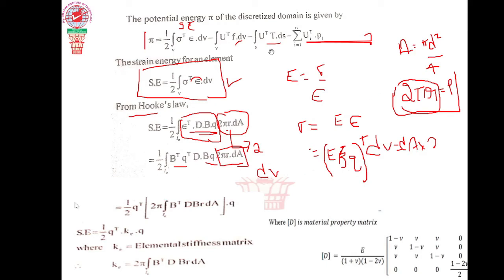Therefore, the next step is we are going to rewrite this equation. Please observe. Let me take 1 by 2 Q transpose outside. Inside that, this 2 pi is constant, so let us take it outside the integral. It is 2 pi into the integral of B transpose into D into B into r into dA. Where did we get D? Here we said Young's modulus, but they are using D. What is D? It's a material property matrix. D is nothing but E.